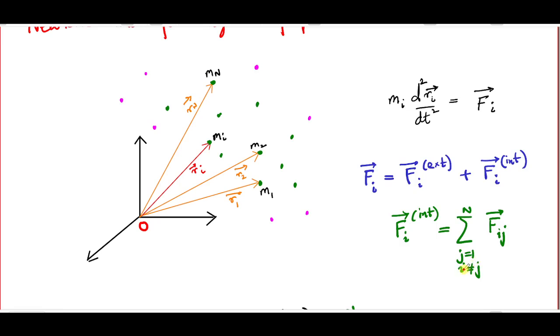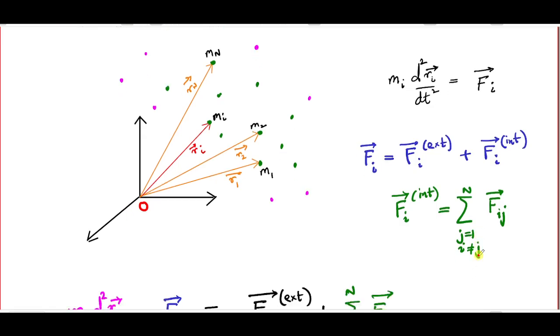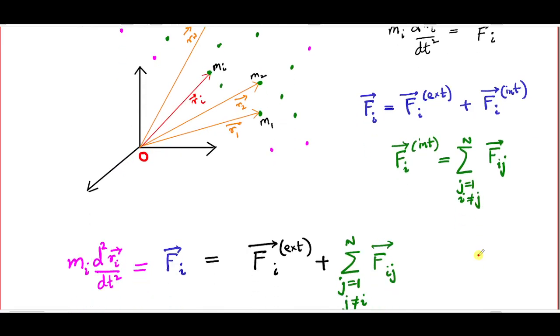You could of course have dropped this condition and simply said Fii is by definition 0, in which case, of course, dropping this condition would have made no difference. Now, with this in place, we can rewrite our second law for the ith particle in this particular manner.